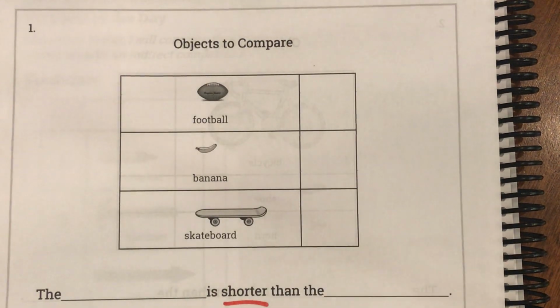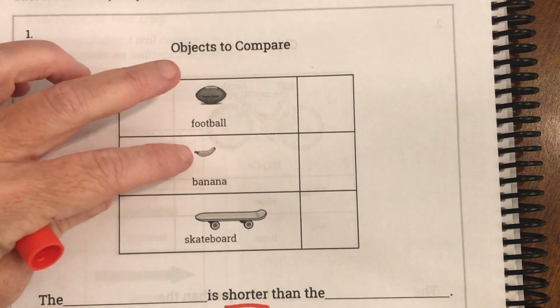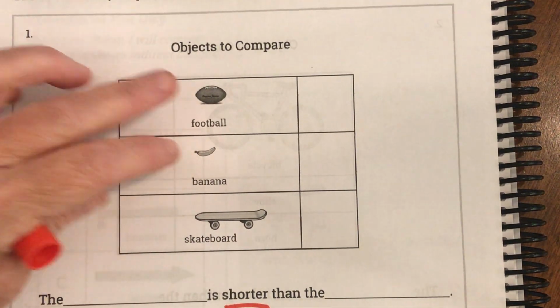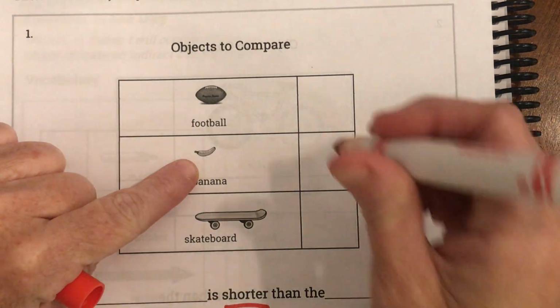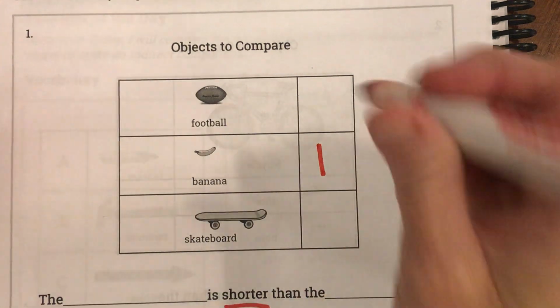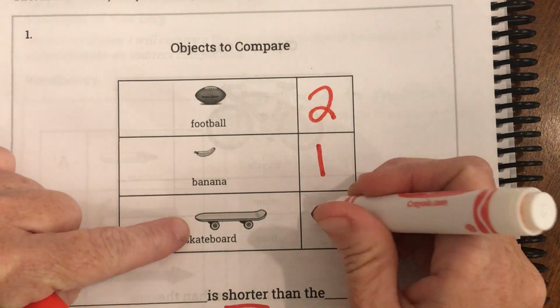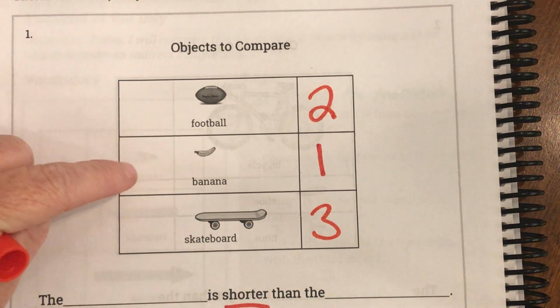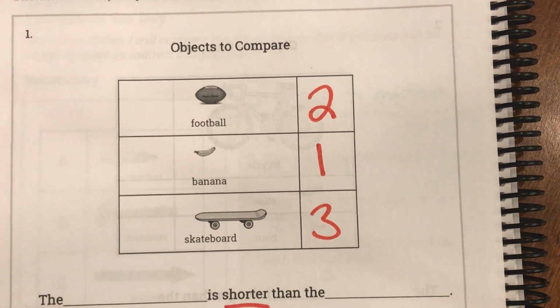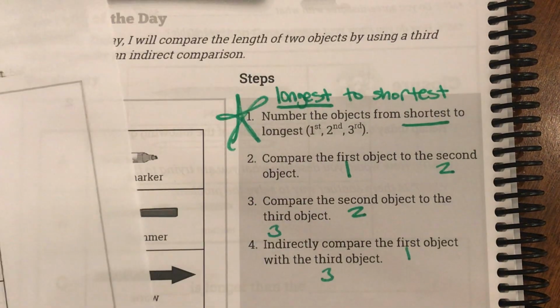So let's look at my objects. Which one's the shortest? These ones are a little tricky because the banana and the football are pretty close, but I think the banana is the shortest, so I'm going to put a 1 there. My football is the second shortest, and my skateboard is the third shortest. So this was the first one. Okay, so now what are we going to do? Now let's look at our next step.